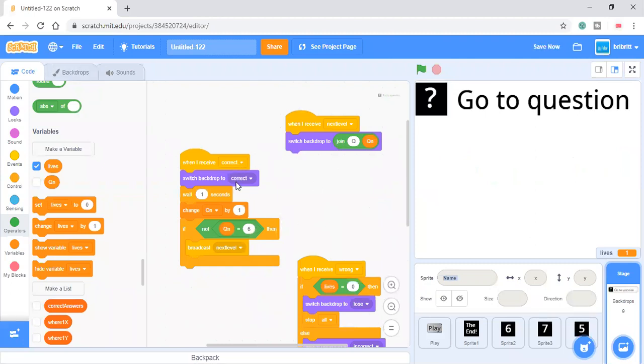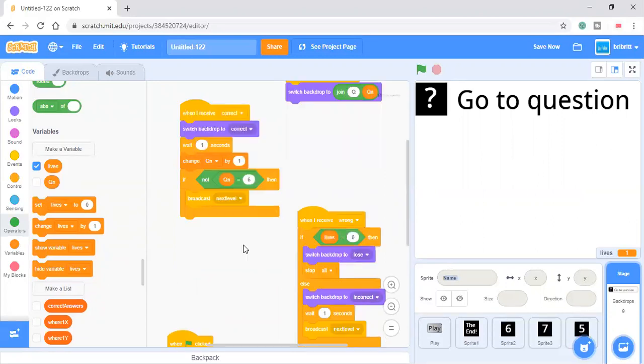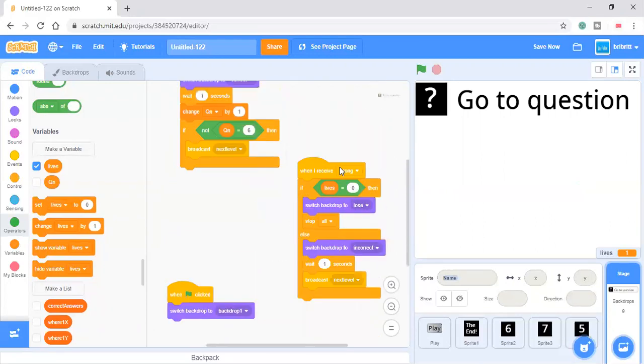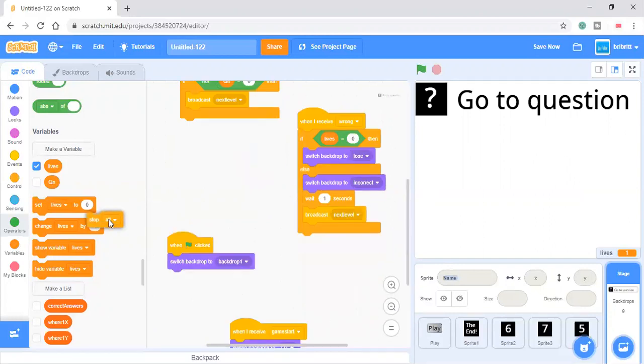And when I receive correct, switch backdrop to correct. Wait 1 second, change question number by one. If not question number equals six, then broadcast next level, because we have five levels, so 5 plus 1 is equal to 6. When I receive wrong, if lives equals 0, then switch backdrop to lose. Else switch backdrop to incorrect. Wait 1 second and broadcast next level. Well, technically you don't need this.